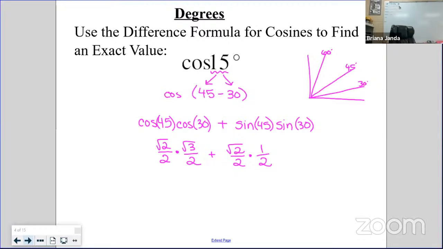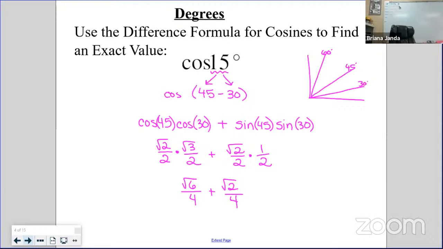I have to simplify this. When I take a radical times a radical, multiplication wise, I can actually do that, right? Square root of 2 times square root of 3. I can multiply the inside times the inside and get the square root of 6. When we are multiplying fractions, we multiply straight across the top, straight across the bottom. So 2 times 2 is 4. Similarly, multiplying straight across the top, square root of 2 times 1, anything times 1 does not change. And 2 times 2 is 4.